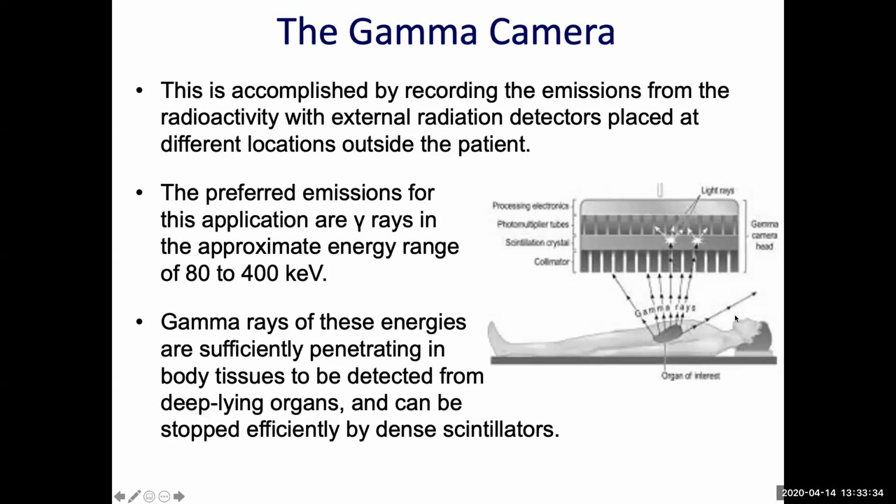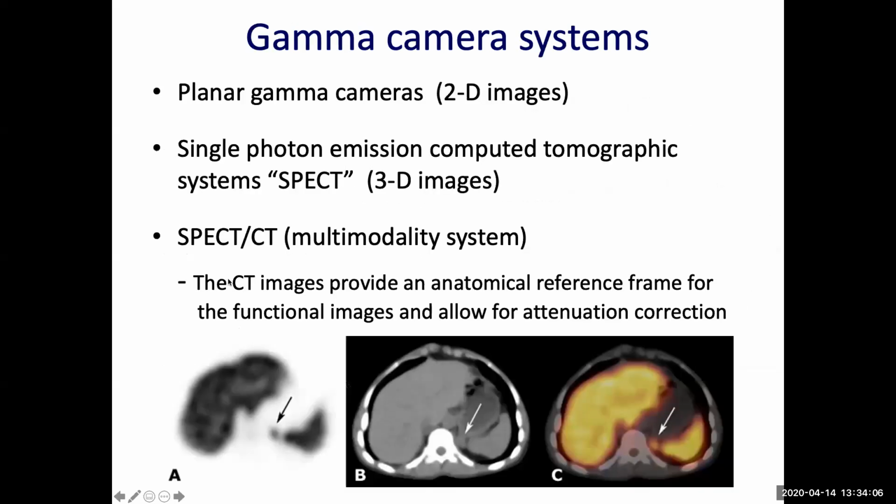We said that low energy photons, less than 80 or less than 50 keV, are not likely to escape the body, and so this increases the dose to the body without imaging benefit. And high energy photons above 400 keV result in poor detection efficiency. The high energy radiation will pass through the detector without being recorded or stopped by the detector. So we need energy between 80 and 400 keV for gamma camera purposes.